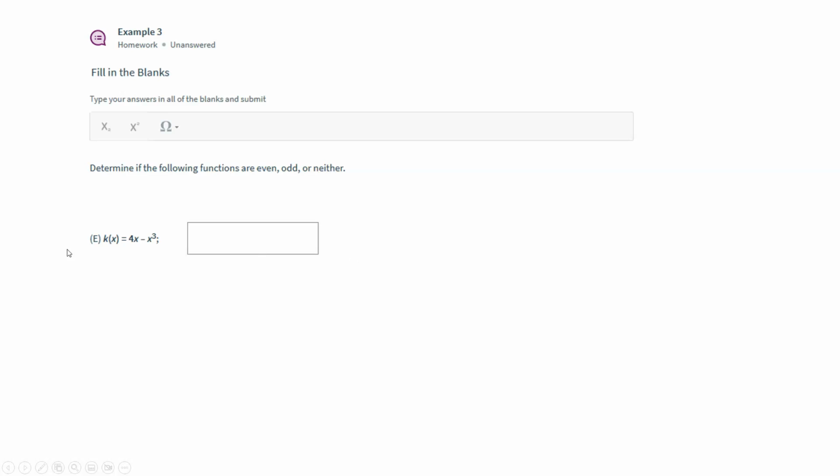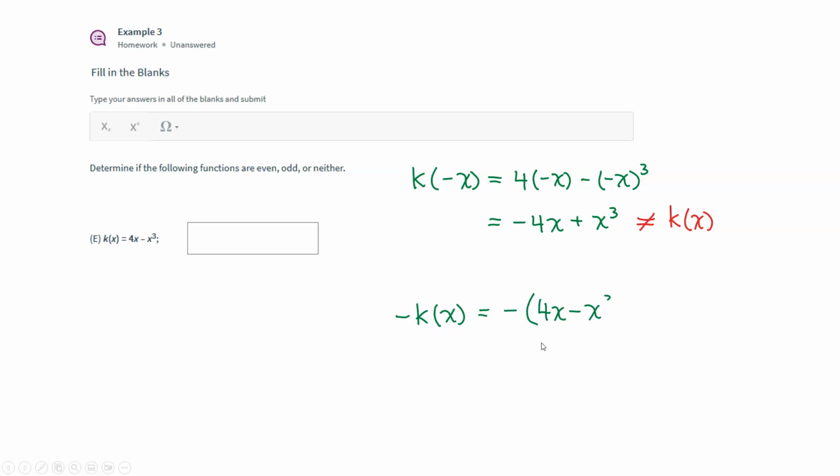Lastly, for e, k of x equals 4x minus x cubed. So replacing all of the x's with negative x's, because of this being raised to the first, this being raised to the third, you will have sign changes here. You're going to have a negative 4x minus a negative x to the third, which is going to be a plus x to the third. That does not equal what k of x was, so it's not even. However, if I do the opposite of k of x, which means I'm going to do the opposite of this entire expression, I get negative 4x plus x cubed, which is the exact same thing k of negative x was, and as a result, that's equal to it. This would be an odd function.